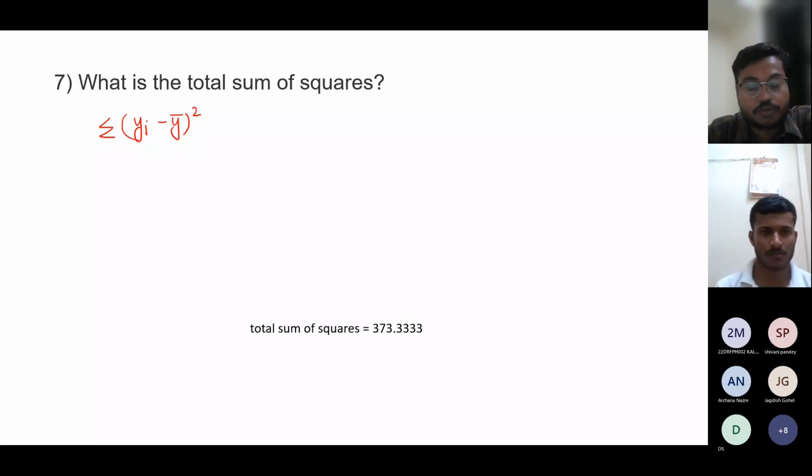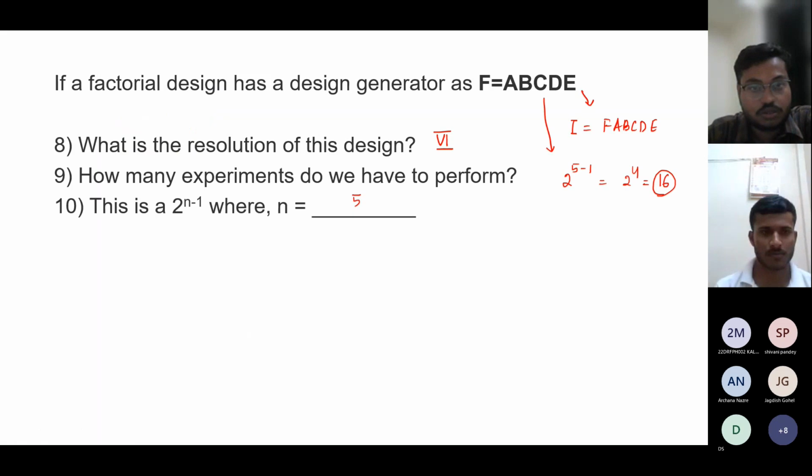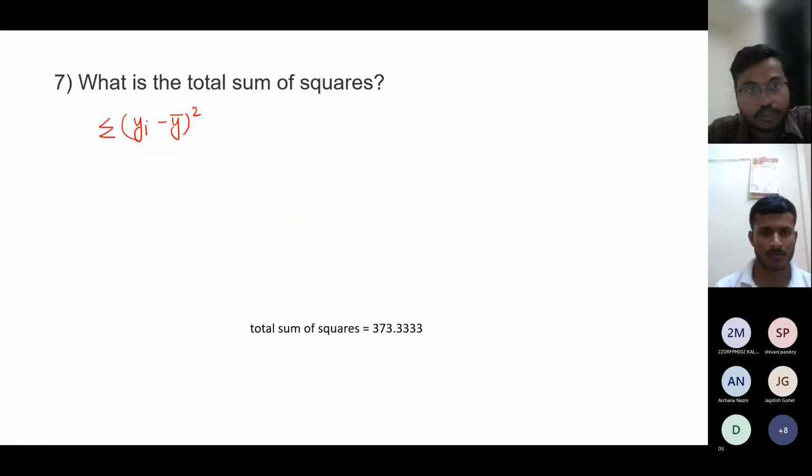Sir, only for y value? Yeah, only for y value. All of these things we are doing, total sum of squares, residuals and all, we are calculating for y only.